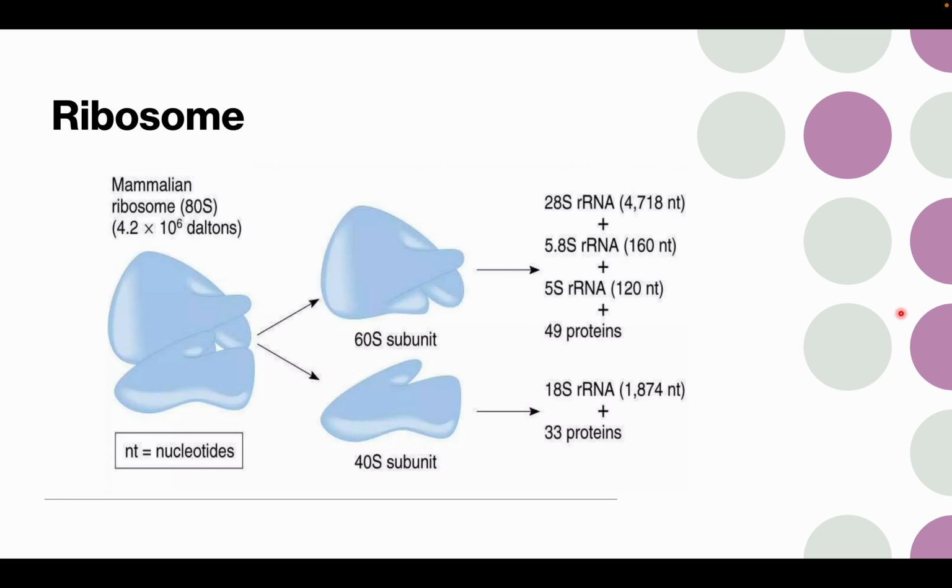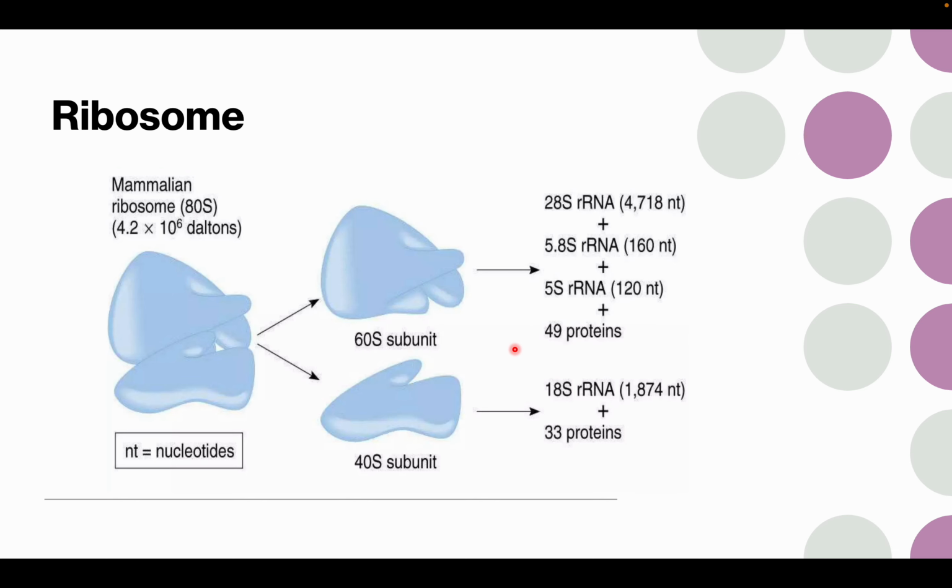We have talked about the ribosomes required in prokaryotes, which consist of a 30S subunit and a 50S subunit. But in eukaryotes it's a bit different. In eukaryotes, the larger subunit is the 60S subunit and the smaller subunit is the 40S subunit, which contain different ribosomal RNA and different proteins as well.